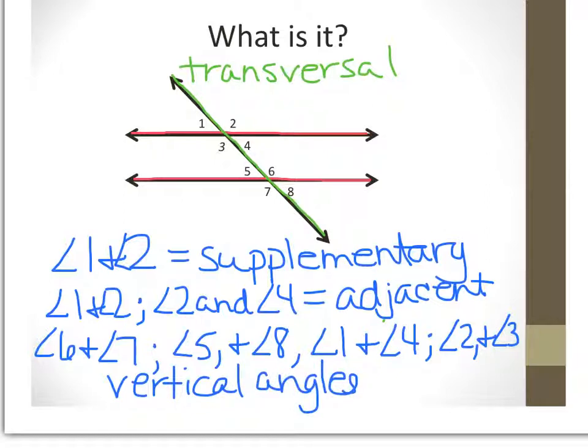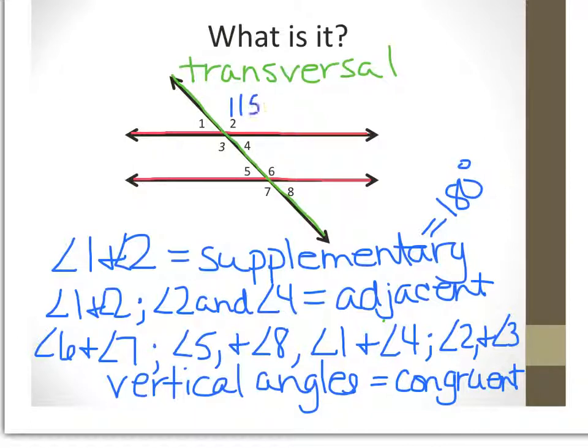Remember that supplementary angles have a total of 180 degrees. So angle 1 plus angle 2 would equal 180 degrees. Vertical angles are congruent. So if I told you that angle 2 had a measure of 115 degrees, then you would know that angle 3 also equals 115 degrees because vertical angles are congruent. Alright, now let's get started with our foldable for today.